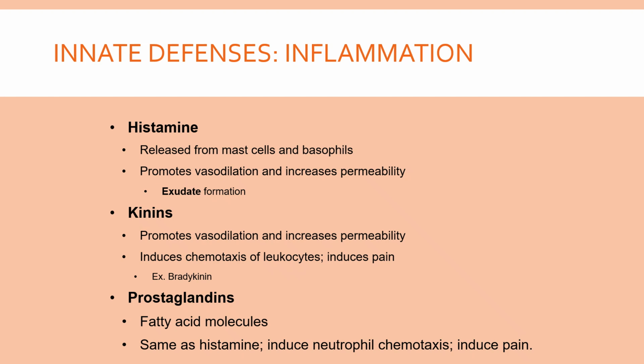For example, bradykinin is a kinin, and they are also going to contribute to vasodilation and increasing the permeability of those capillaries. This, as a result, is going to induce chemotaxis of leukocytes. So it's basically marking the areas so that leukocytes know where to go, and inducing pain. Prostaglandins are fatty acid molecules, and they're going to have the same role as histamine and the kinins. They are going to induce neutrophil chemotaxis, and they're also going to induce pain.